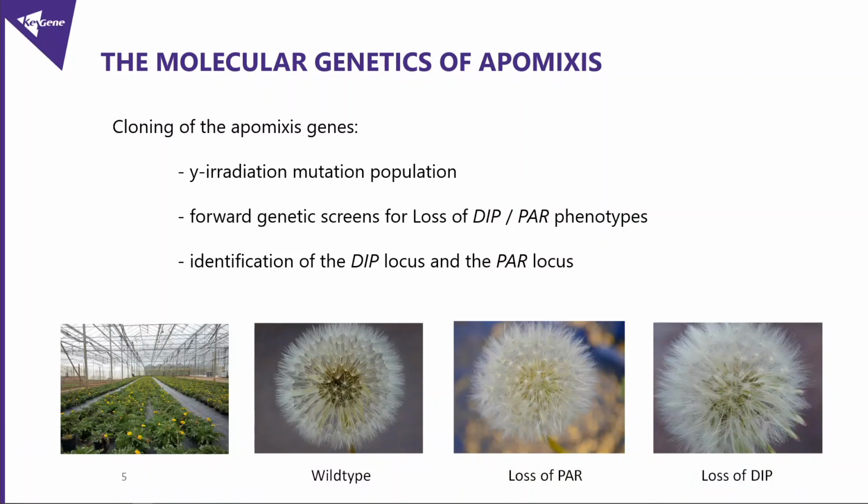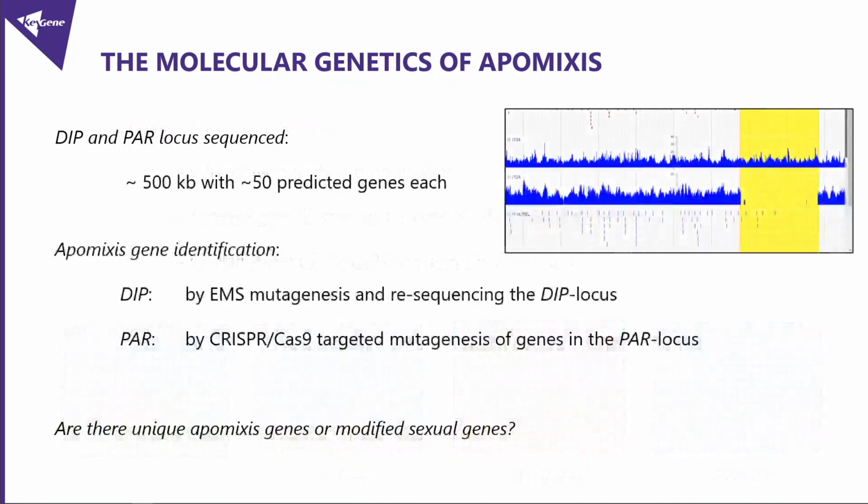So having screened these mutant populations, we were able to find a minimum deletion window, and thereby, of course, using genetic markers, identify the two loci for diplospory and parthenogenesis in dandelion. They are about 500 kb in size, and they have some 50 genes each.